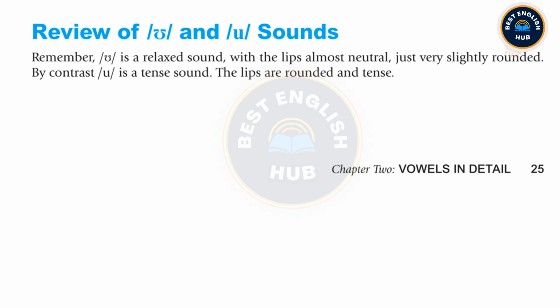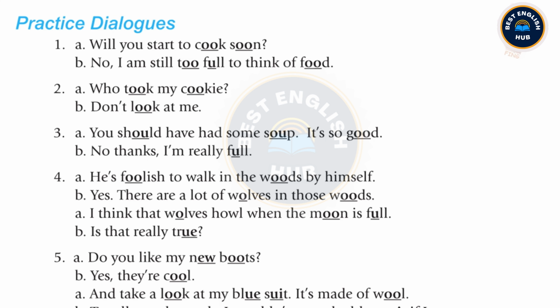Review of the two sounds. Sound contrasts for practice. Remember, the first is a relaxed sound with lips almost neutral, just very slightly rounded, and the second is a tense sound. The lips are rounded and tense.